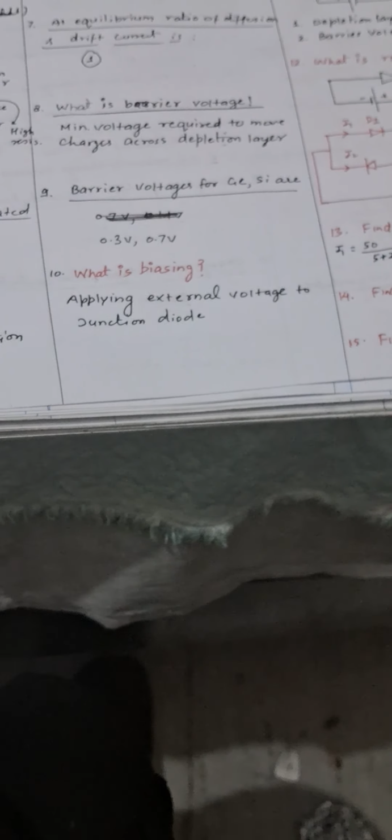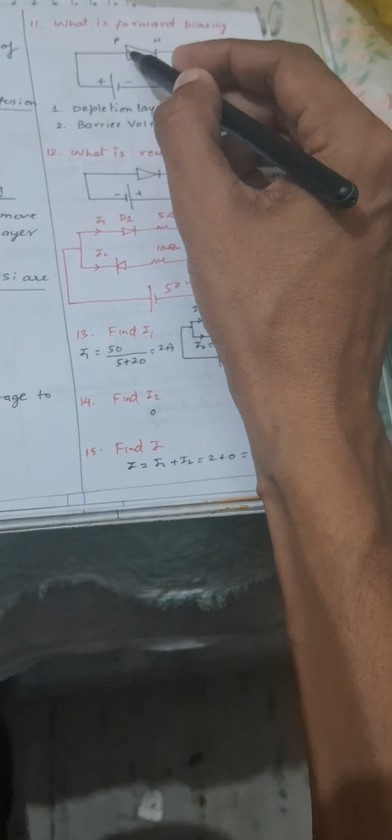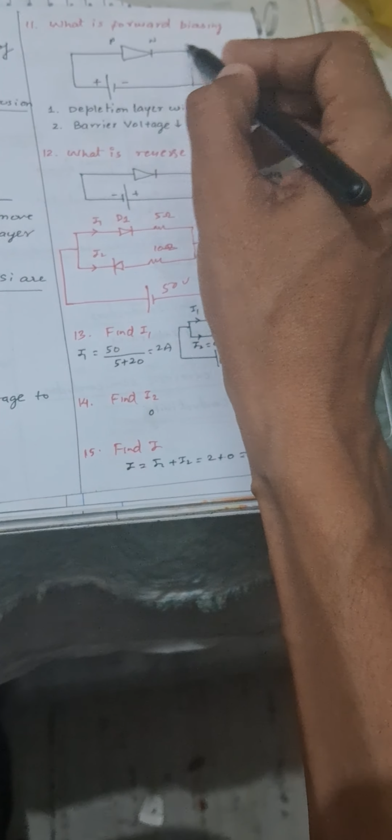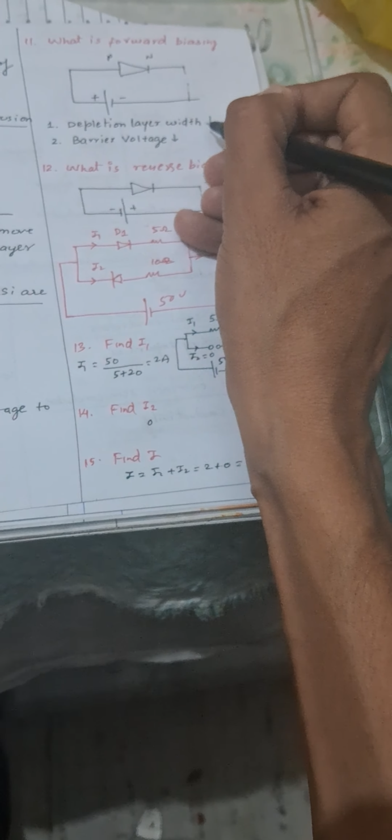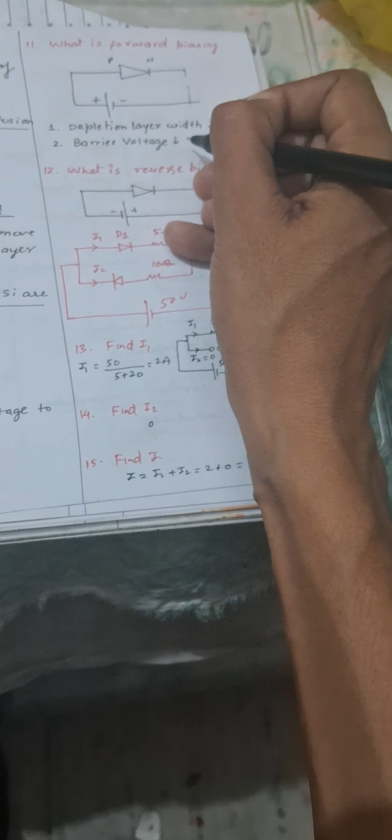Next is, what is biasing? Applying an external voltage on the PN junction is called biasing. Next is, what is forward biasing? When the P side is connected to the positive and the N side to the negative terminal of the battery, that is called forward biasing. The impact is that the depletion layer width decreases, and hence the barrier voltage decreases.